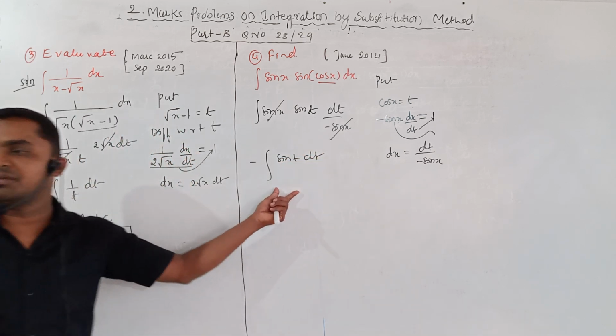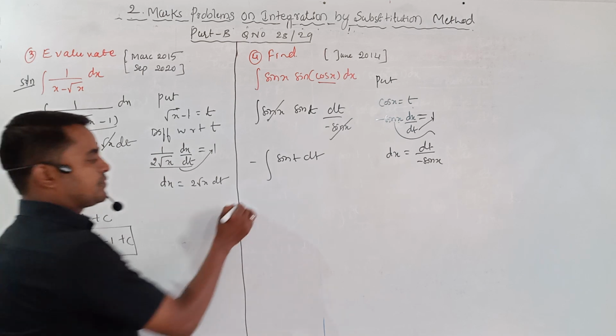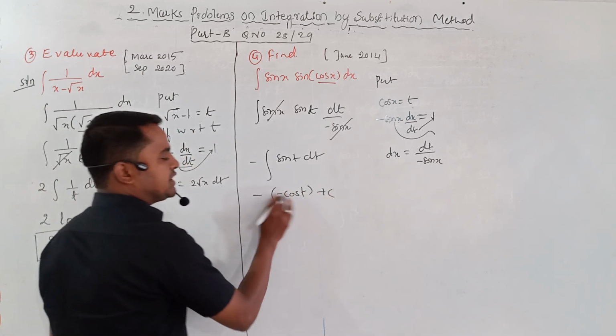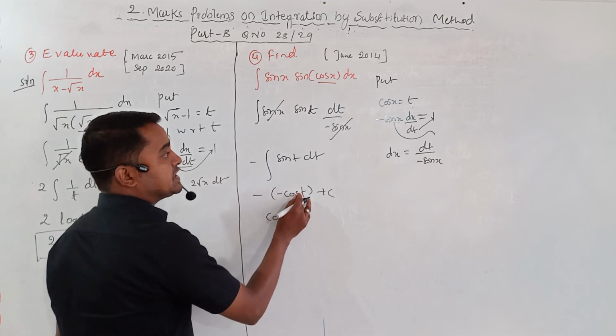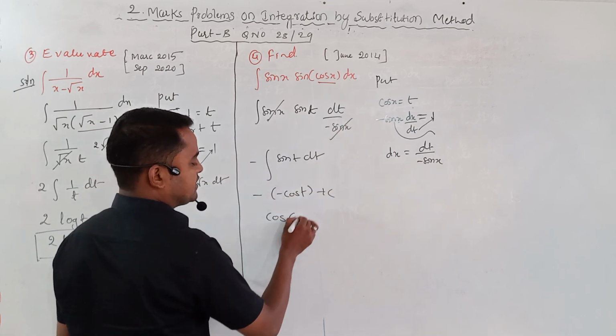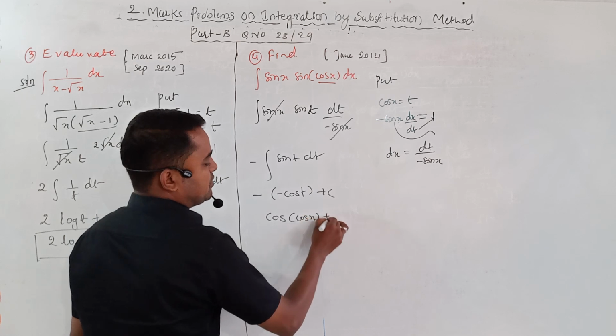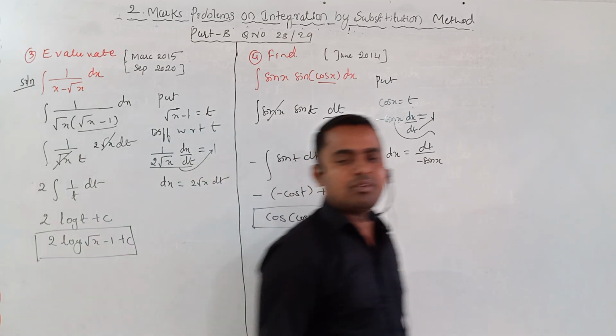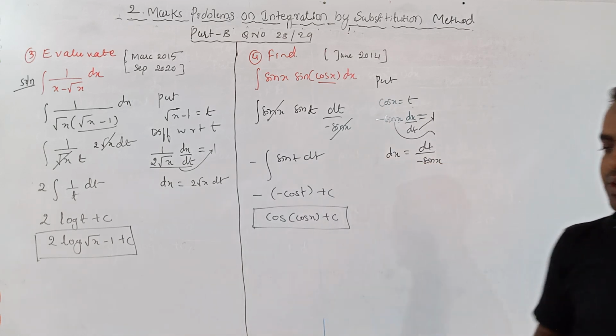Integration of sin t is minus cos t. Minus of minus cos t plus c. Minus into minus is plus cos. What is the value of t? Cos x. And one more thing, remember, last we have to replace the value of t by the substitution we have taken.